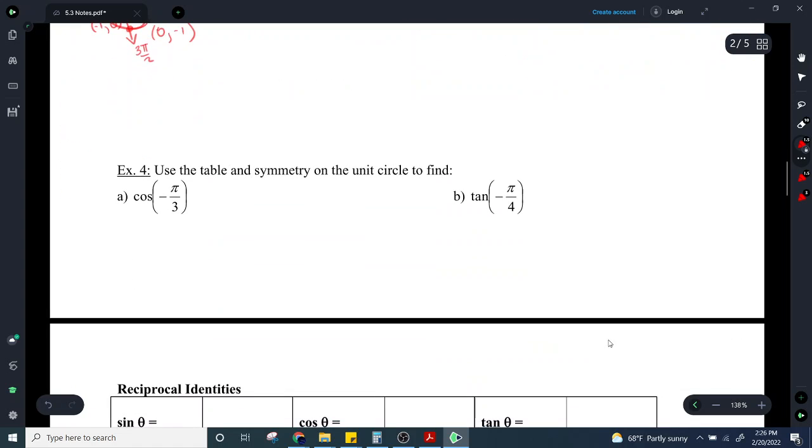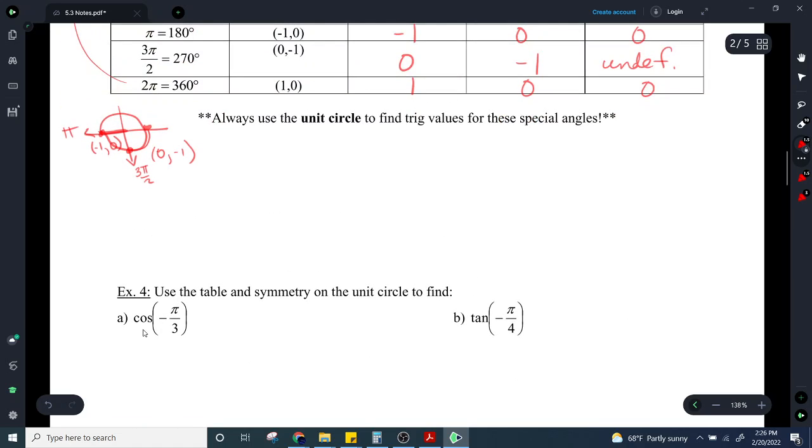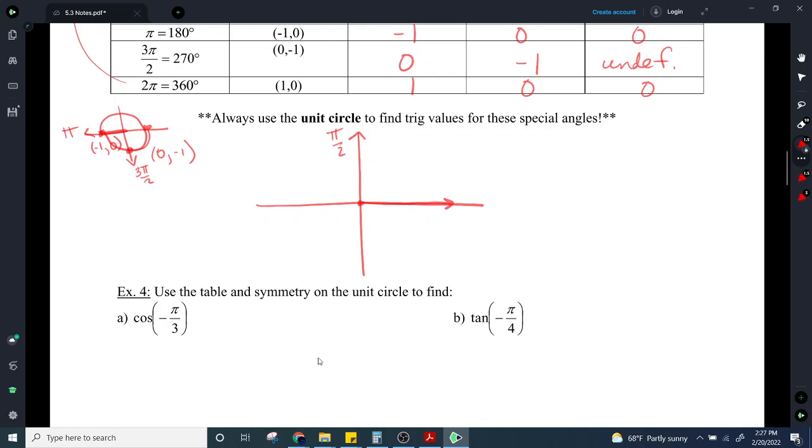Okay, then it says, use the table and symmetry on the unit circle to find the following angles. All right, let's draw a little picture here. Cosine of negative pi over 3. First of all, where is that angle? Let's start with cosine of pi over 3. Where would a third of a pi be? A third of a pi would be in the first quadrant again. Remember, this is a half pi up here. So a third of a pi would be in the positive direction, in the first quadrant, maybe about right there. So there's pi over 3.